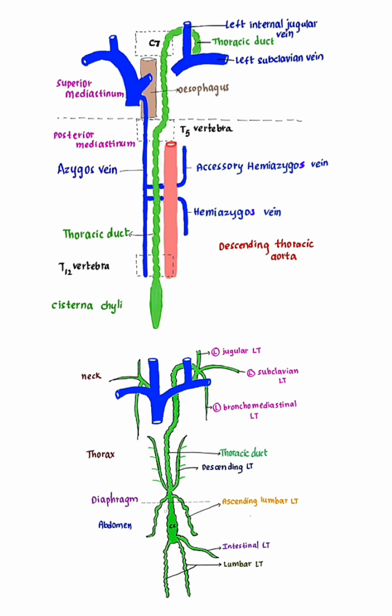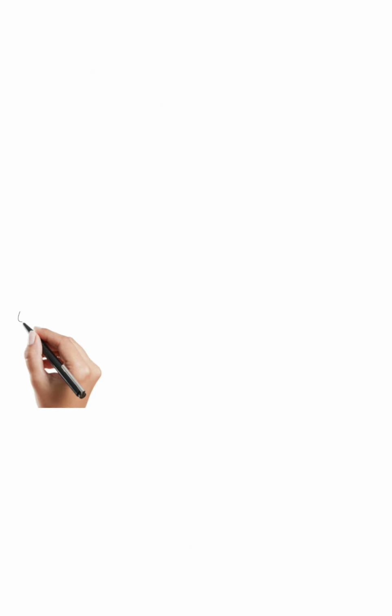Tributaries of thoracic duct. In the abdomen, upward continuation of the cisterna chyli. In the thorax, a pair of descending lymph trunks, a pair of ascending lumbar lymph trunks, lymph vessels from posterior mediastinal lymph nodes. In the neck, left jugular lymph trunk, left subclavian lymph trunk, left bronchomediastinal lymph trunk. Clinical correlation: chylothorax, chylous fistula, obstruction of thoracic duct.